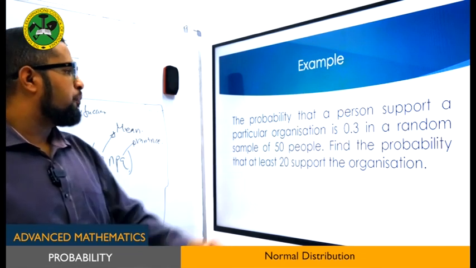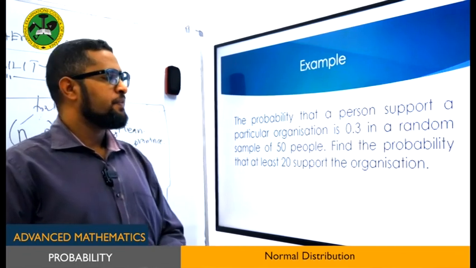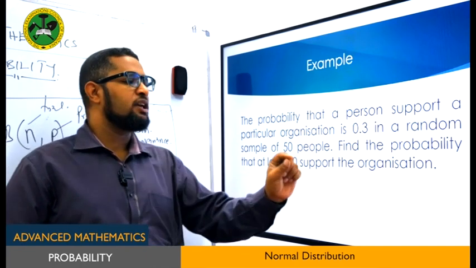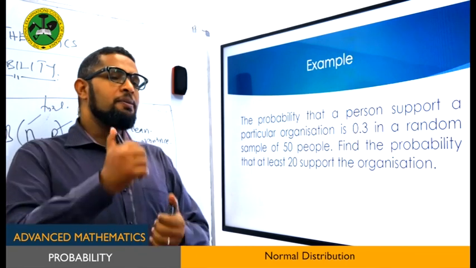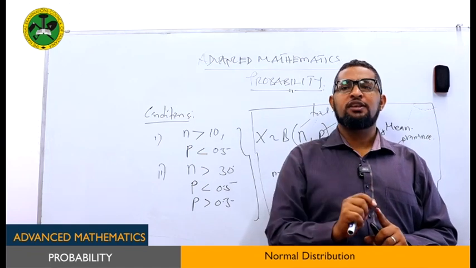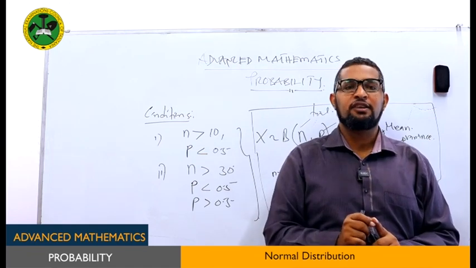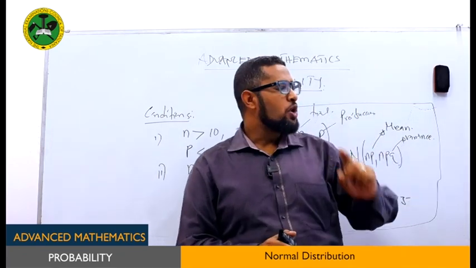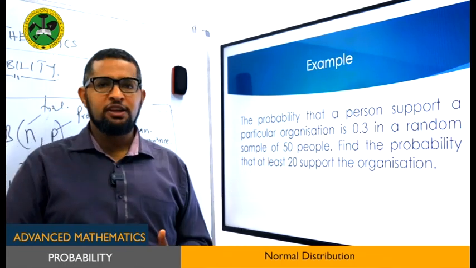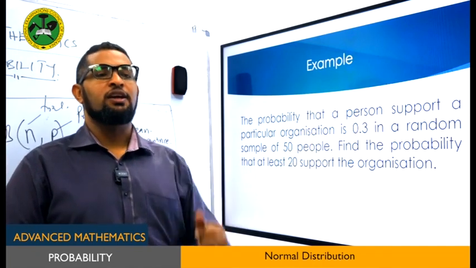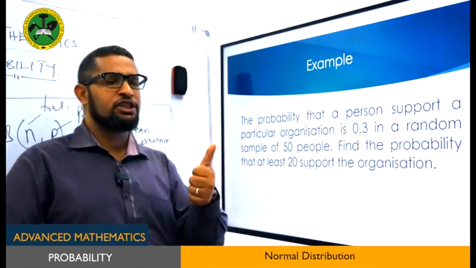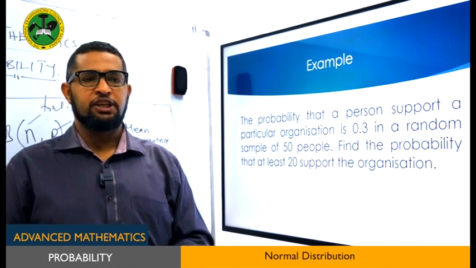The probability that a person supports a particular organization is 0.3. In a random sample of 50 people, find the probability that at least 20 support the organization. Now, remember the condition. Number one is the number of trials. We have two conditions, when n is greater than 10 and when n is greater than 30. Now, what do we have here? We have number of trials as 50. How about probability? My probability of success is 0.3. Okay. Now, this question is under binomial probability approximation to the normal distribution.